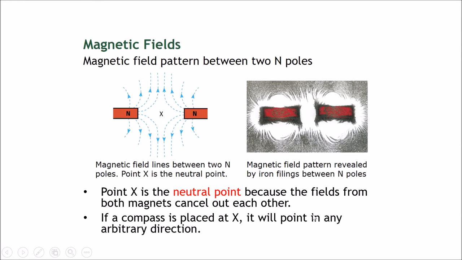Now, if a compass is placed at X, it will also not be affected. It won't be affected by the magnets either. Okay, so this is how you draw the magnetic field pattern between two like poles.